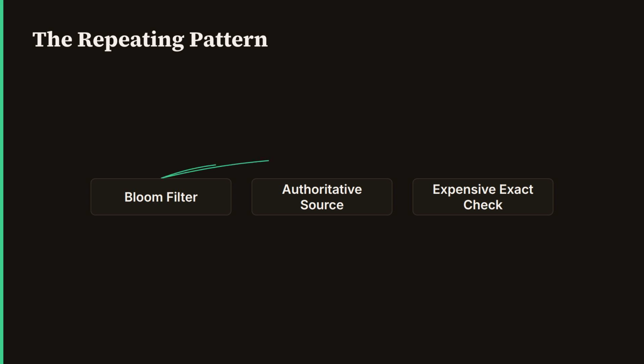Notice the pattern repeats exactly. The filter never operates alone. It sits in front of an authoritative source, the real SSTable, the real block list, and its only job is to cheaply rule out the negatives, so that the expensive, exact check only runs on the fraction of cases where it might actually be needed.